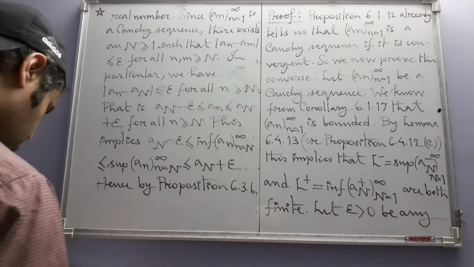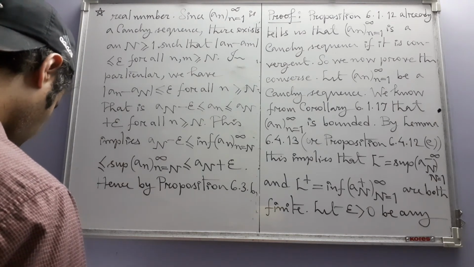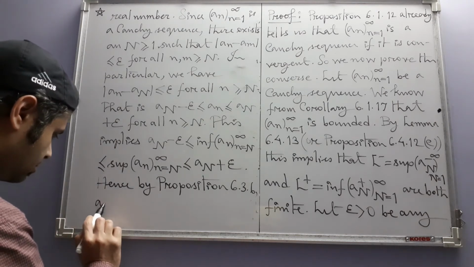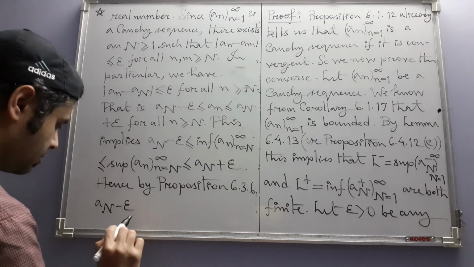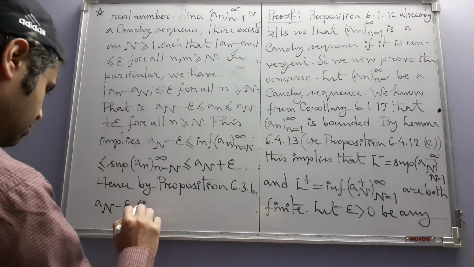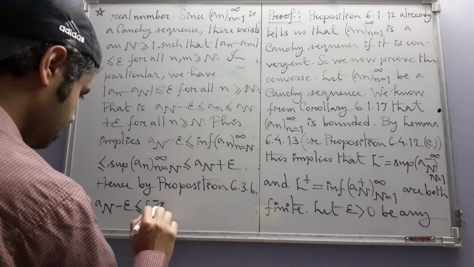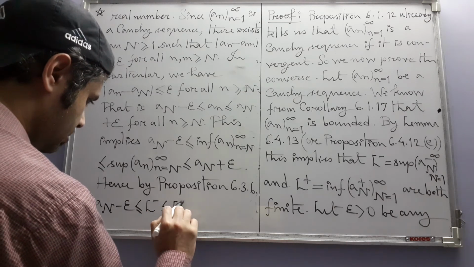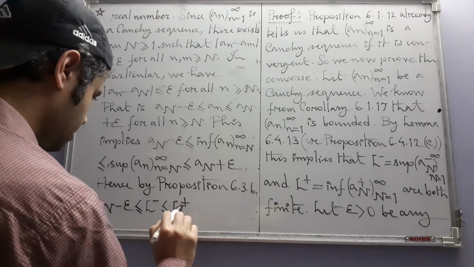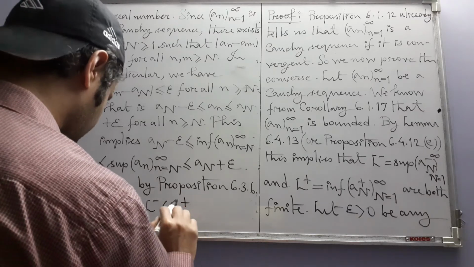What do we get now? It implies a_N minus epsilon is less than or equal to the limit inferior, and this is less than or equal to the limit superior.